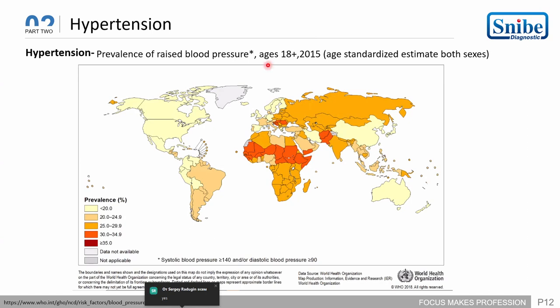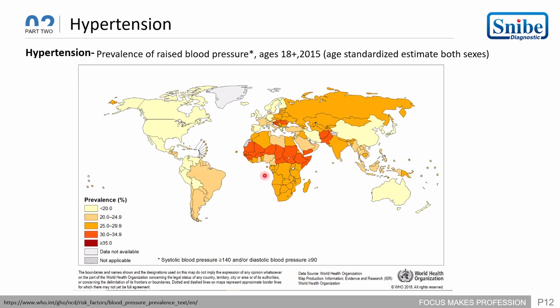According to WHO data, hypertension prevalence worldwide is rising in those aged 18 plus. According to 2015 age-standardized estimates for both male and female, countries with less than 20% prevalence are shown in yellow, those with greater than 35% prevalence are in maroon, and those between 30 and 35% are in reddish color.